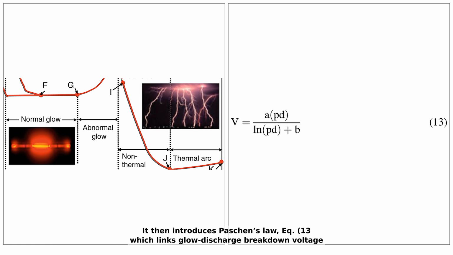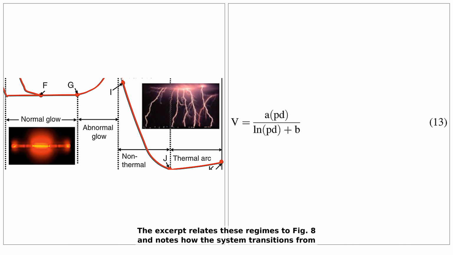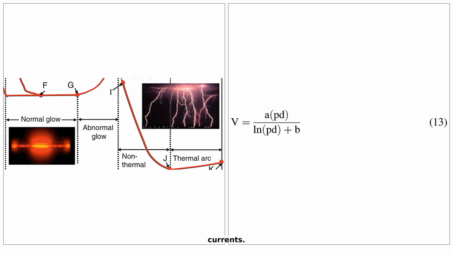It then introduces Paschen's law, EQ 13, which links glow discharge breakdown voltage to the product of gas pressure P and electrode gap D. The practical meaning is that there is an optimal P times D where breakdown occurs at the lowest voltage. The excerpt relates these regimes to Figure 8 and notes how the system transitions from glow to arc behavior as current increases, with arcs approaching LTE at higher currents.